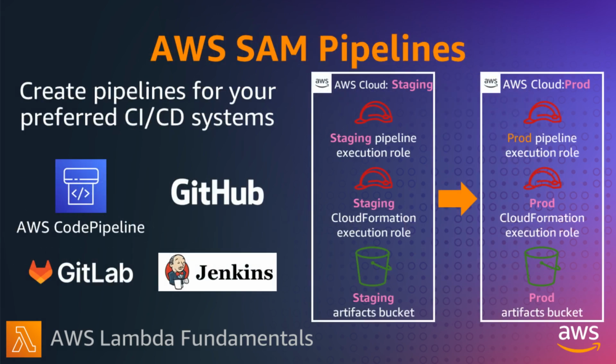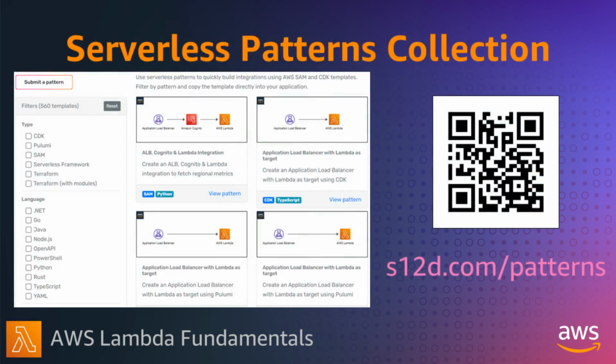SAM Pipelines makes it easier to create secure pipelines for your CI/CD systems. It creates the AWS resources and permissions required to deploy application artifacts from your code repository into your AWS environments. You can also use the Serverless Patterns collection on serverlessland.com, which has hundreds of infrastructure as code templates across a number of frameworks and programming languages. There may be an existing pattern already, which you can copy and use in your own applications.